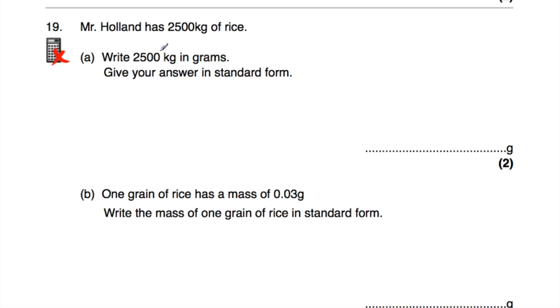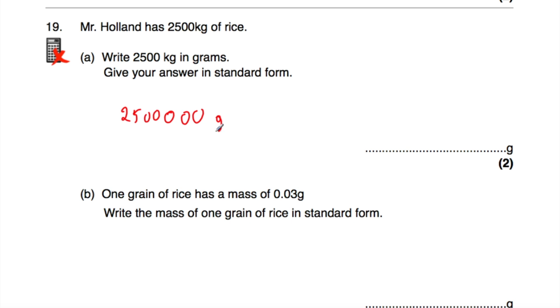Okay, so to change from kilograms to grams, well, there's 1,000 grams in a kilogram, so we're going to times by 1,000. So if we take 2,500 and we multiply it by 1,000, we move those digits 3 columns to the left, or if you're just timesing a whole number by 1,000, you can just add 3 zeros, so 1, 2, 3. So we've got 2,500,000 grams.